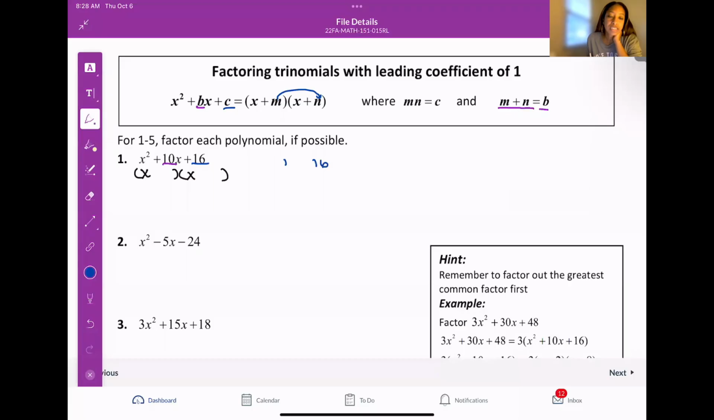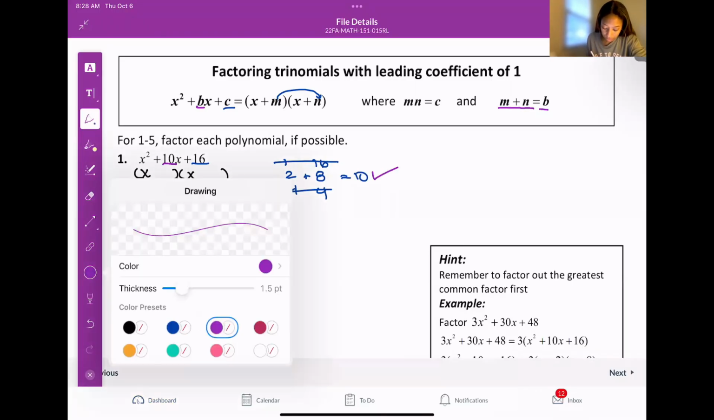Is 1 plus 16 10? No, moving on. We have 2 and 8. Ta-da! 2 plus 8, 10. It does work, but just to be thorough, the other ones are 4 and 4. So 1 and 16 won't work. 4 and 4 won't work. But for 2 and 8, 2 plus 8 does equal 10. So ding, ding, ding, this checks out.